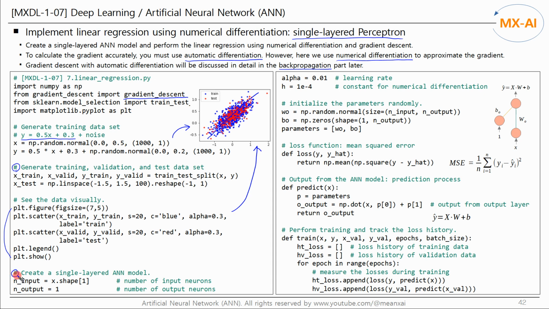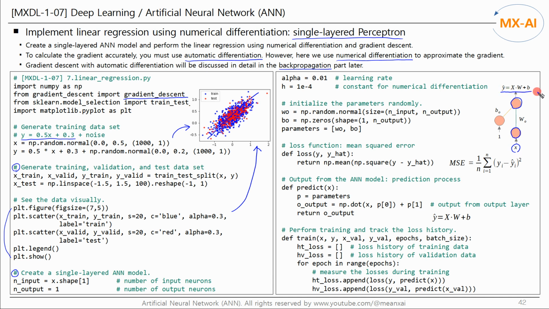Now we create a single-layer neural network model like this. Since the data is one-dimensional, that is, has only one feature, there is only one neuron in the input layer. There is also one neuron in the output layer. The structure of this neural network is very simple like this. When one-dimensional data X is input, Y is output.